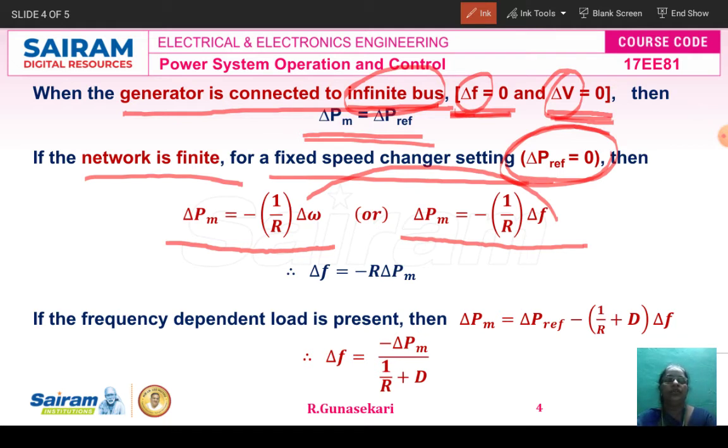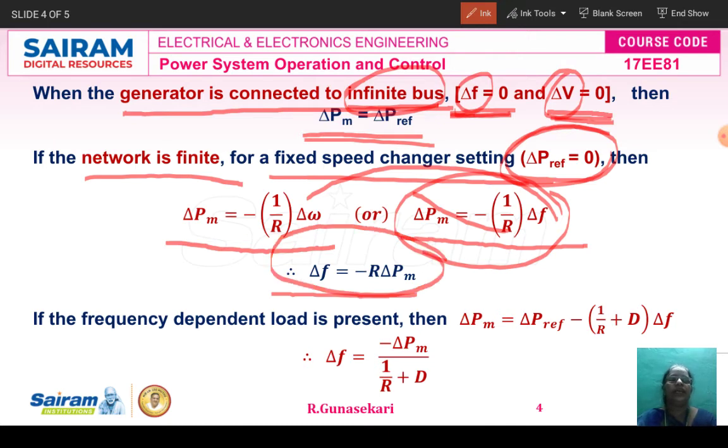In this formula we can calculate del F equal to minus R into del PM, that is the cross multiplication. So finally we are getting del F equal to minus R into del PM. Okay, students, now we studied two types of network, infinite network and finite network. What is the turbine output del PM? Now the frequency dependent load is present.